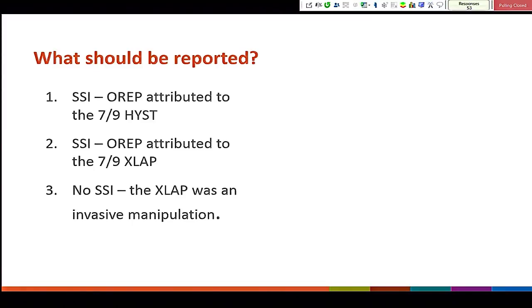What should be reported here? Is this an SSI OREP attributed to the 7-9 HIST? Is this an SSI OREP attributed to the 7-9 XLAP? Is there no SSI here because the XLAP was an invasive manipulation? These are some of the reporting instructions and definitions that we've covered earlier in the presentation. We want to apply them now and see how that goes.